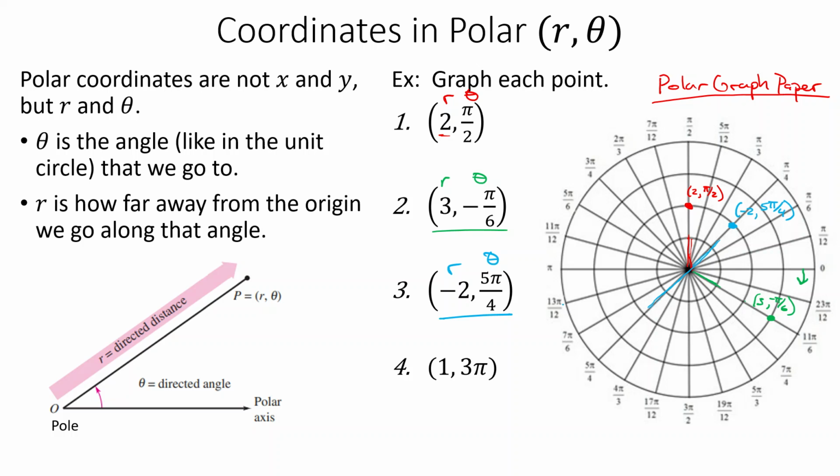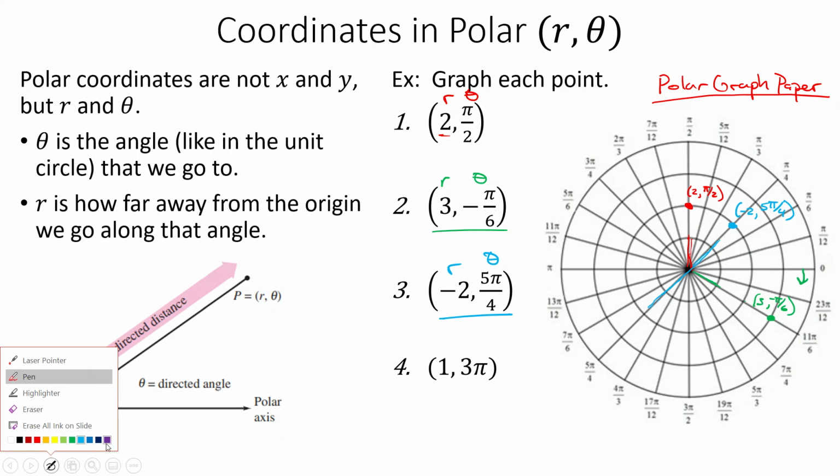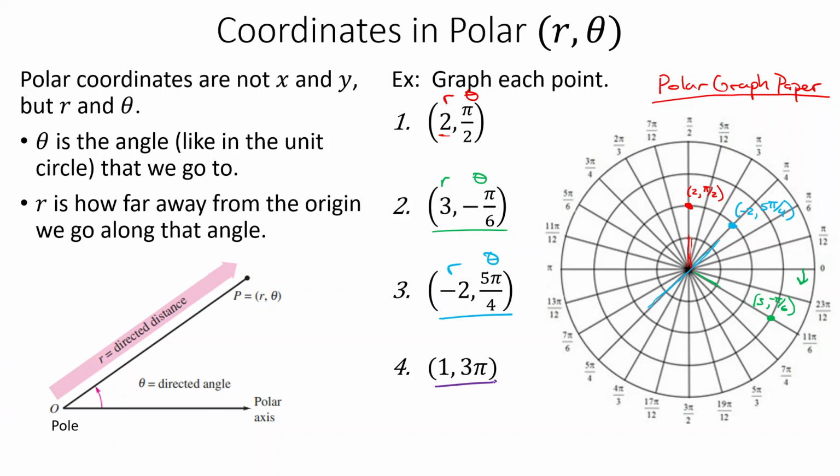All right, so we can do negative as well with angles and with r's. I know, it's a little weird, but it works. All right, the last one, 1 and 3 pi. Well, if I start from 0, I go 1 pi, gets me to here. 2 pi gets me back to 0. 3 pi gets me back to here. So you can go around the circle multiple times before you get where you want to go. That's fine. So that would be going out 1. So that would be the point 1, 3 pi. All right, so that's how we can graph in polar for points.